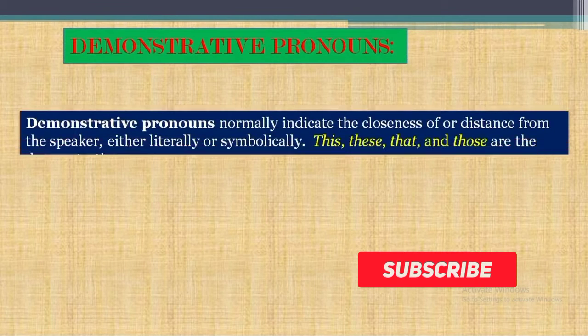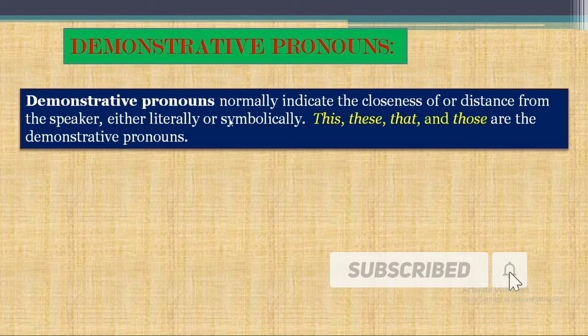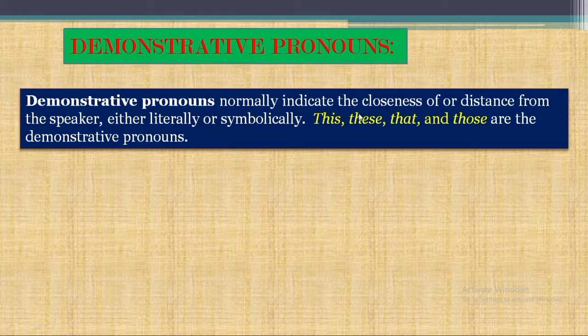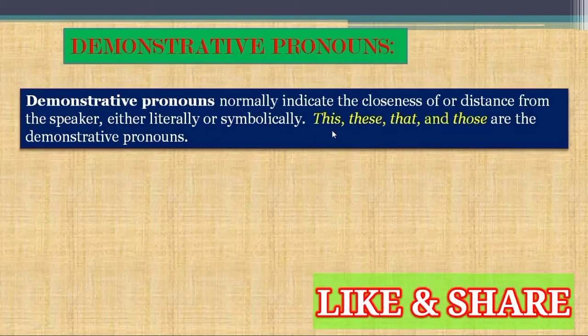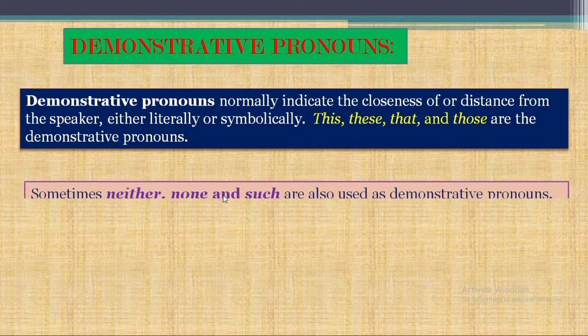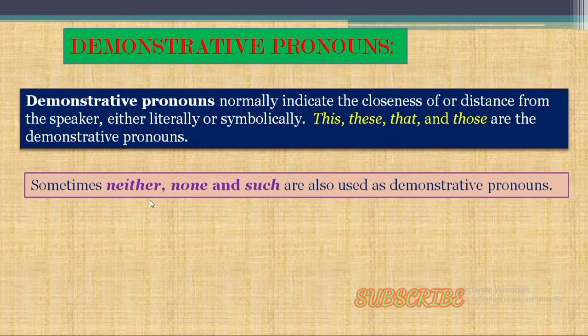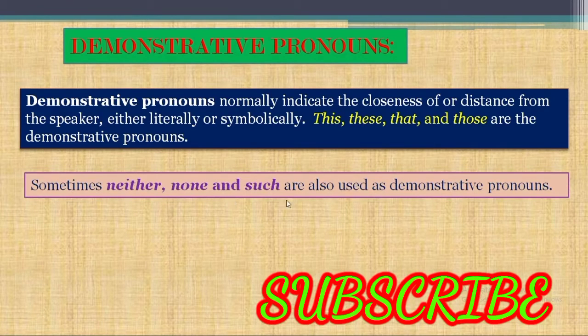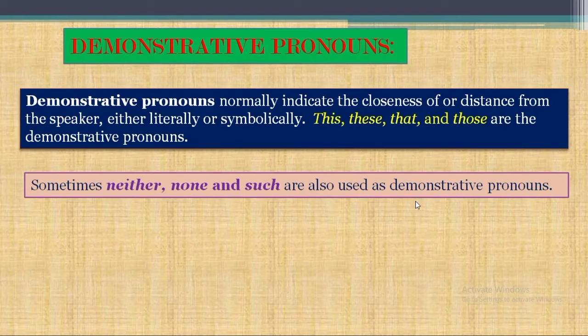Demonstrative pronouns. Demonstrative pronouns normally indicate the closeness of or distance from the speaker, either literally or symbolically. This, these, that, and those are the demonstrative pronouns. Sometimes either, none, and such are also used as demonstrative pronouns.